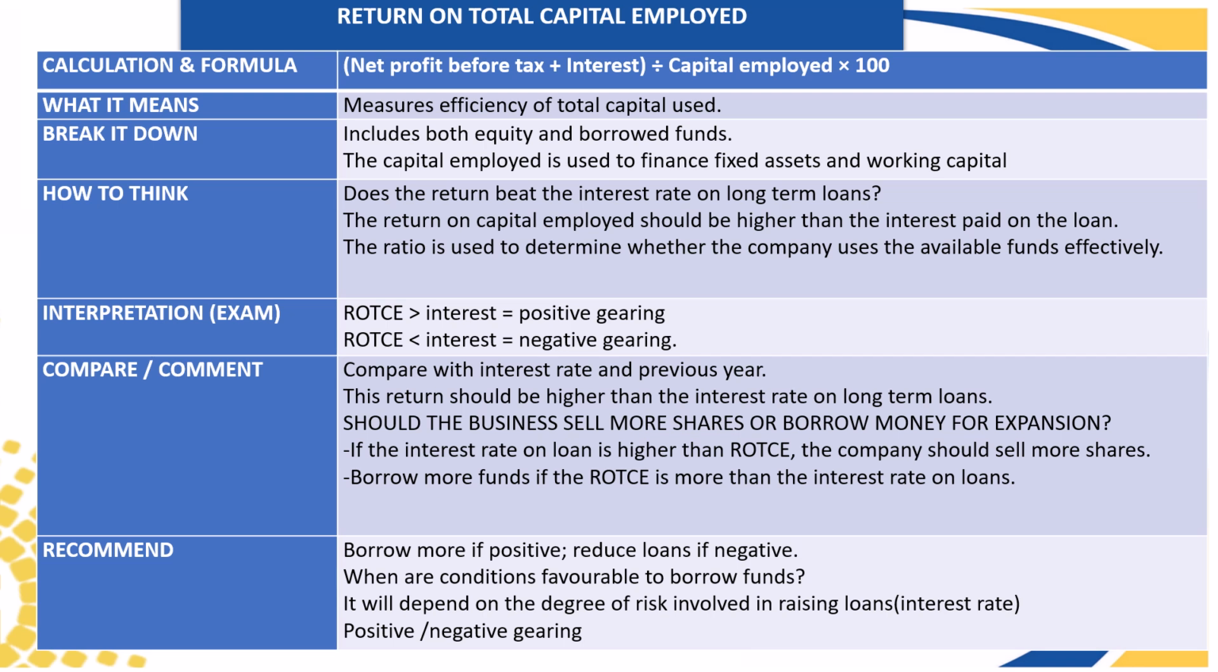Okay, so we say if your interest rate is more than your return on your total capital employed. Remember now your interest rate is 10%, for instance, and your return on total capital employed is 8%. So you're not moving forward with your business, you are moving backwards with your business. Therefore, we say it is negative gearing.